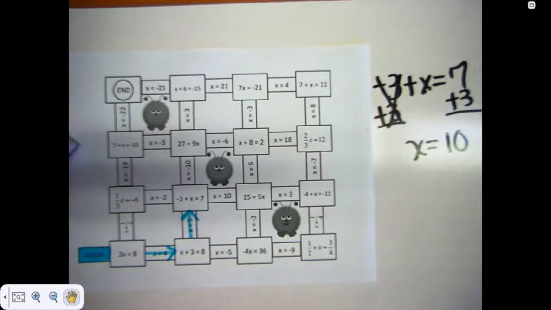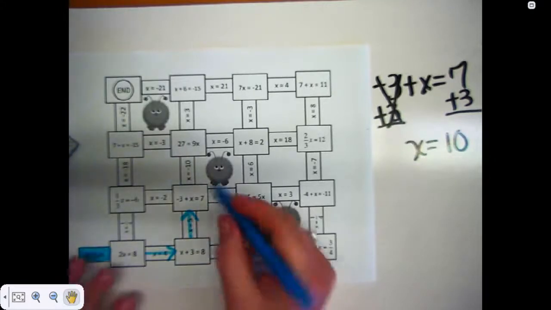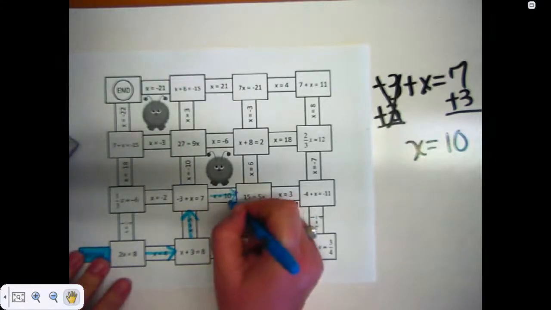So I'm going to look for x equals positive 10. And I see that is right here. So I would draw my arrow to this box.